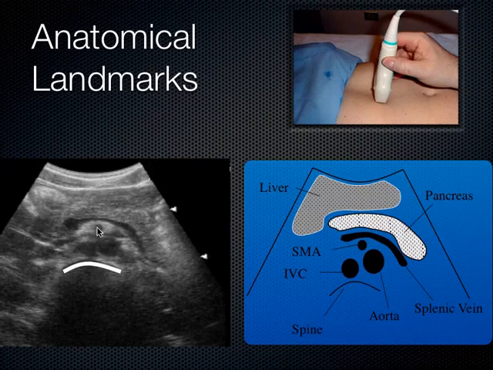And this very thick walled structure here that surrounds this circle looks kind of like a mantle clock sometimes. That's the SMA. And then this little worm that's crawling over the SMA, splenic vein, okay? And then the organ that lies right on top of the splenic vein is the pancreas. Here's the tail of the pancreas. Here's the body of the pancreas.